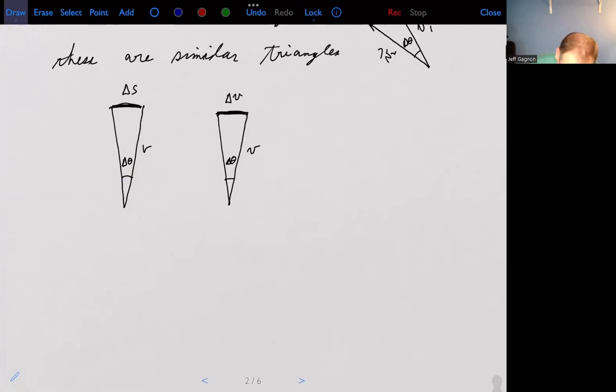So what does that mean? It means if I take the ratio of, say, delta S over, well, the corresponding side to the second triangle is delta V, right? So delta S divided by delta V must equal, I go back to the first triangle, say R over its corresponding side, which is V. So that equals R over V. And then I'm going to rearrange this. I'm going to solve this for delta V.